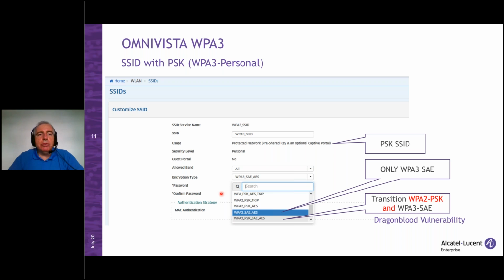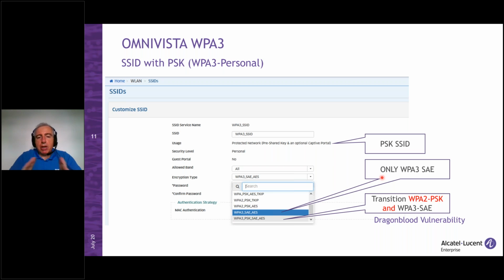So now moving to WPA3 on the Vista and Stellar, how can we configure WPA3? Okay, if we want to generate an SSID with a pre-shared key, then we can name it WPA3 or whatever you want to call it. And then in the encryption type you can see that there is a list, and this list has two new members. The first one is WPA3 SAE AES, and this is for only using the new WPA3.